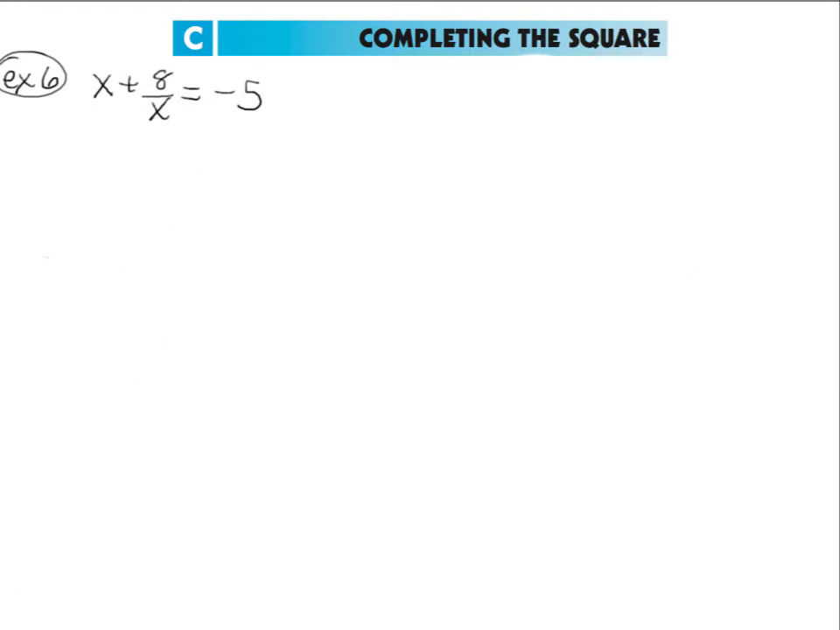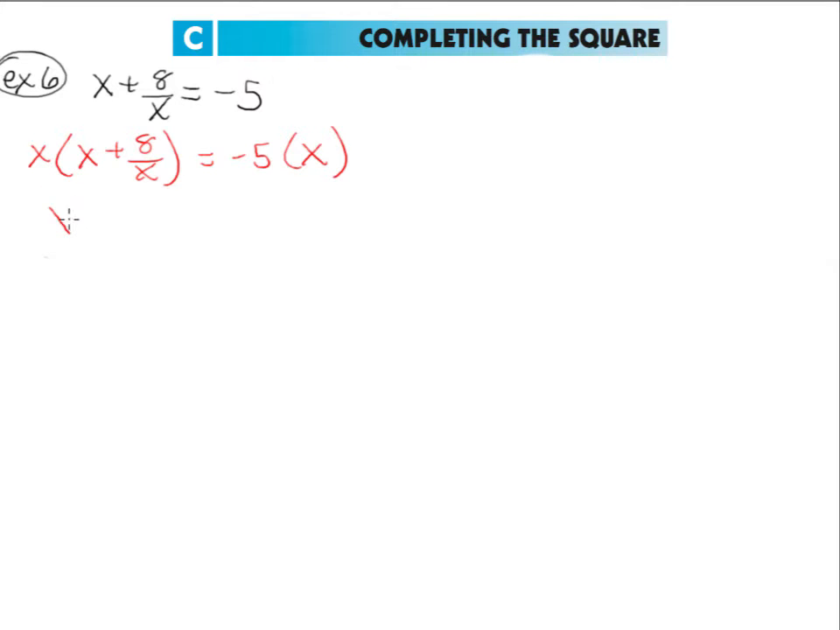All right, in example 6, at first glance, this does not look like a quadratic equation. It looks like an algebraic fraction from our last unit. Well, it is, but it's also a quadratic equation. Now remember, one way that we learned to solve equations like this is to multiply the left-hand side and the right-hand side by our least common denominator. In this case, our least common denominator is x.